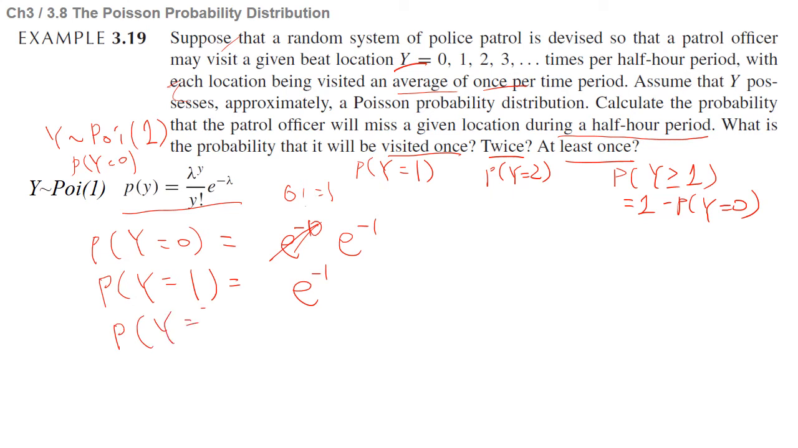Probability of y is 2. It is 2 factorial. Lambda is 1, and e to the 2 minus 1. Okay. And what would be the probability of y greater than or equal to 1? This is 1 minus e to the 2 minus 1. Okay, then by using a calculator you can know this number, so you can calculate each probability.